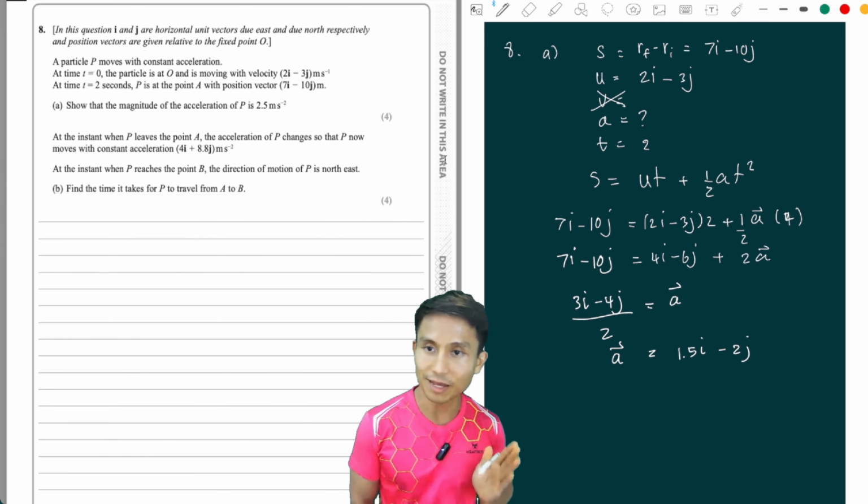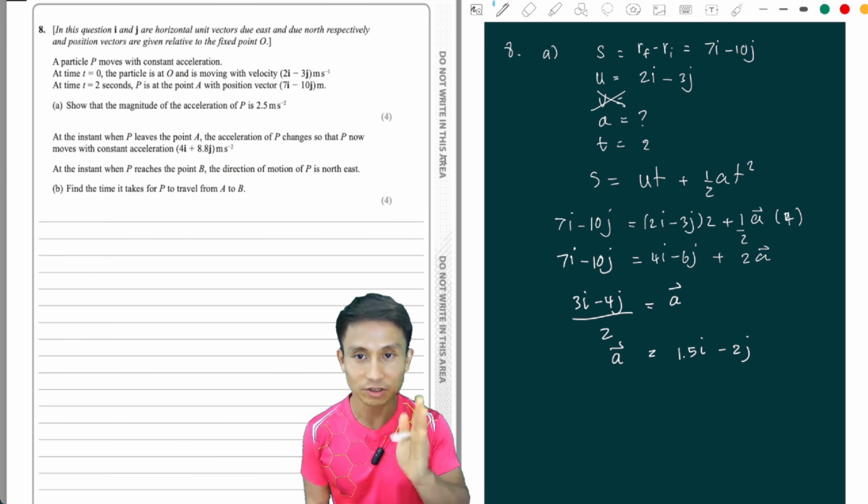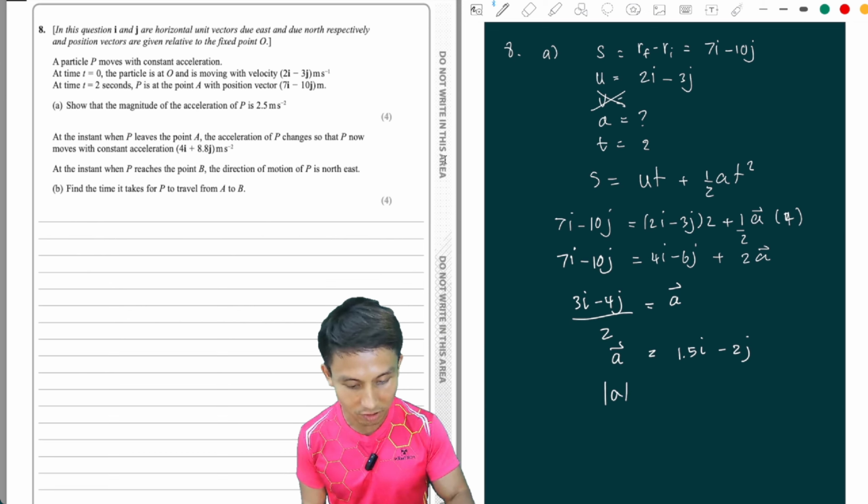And we want to prove that the magnitude of acceleration is 2.5. So we want to find the modulus, or the magnitude, of a, using Pythagoras on those two components.